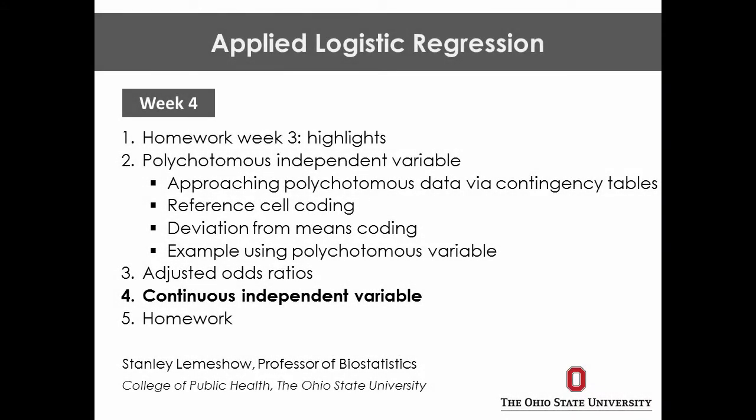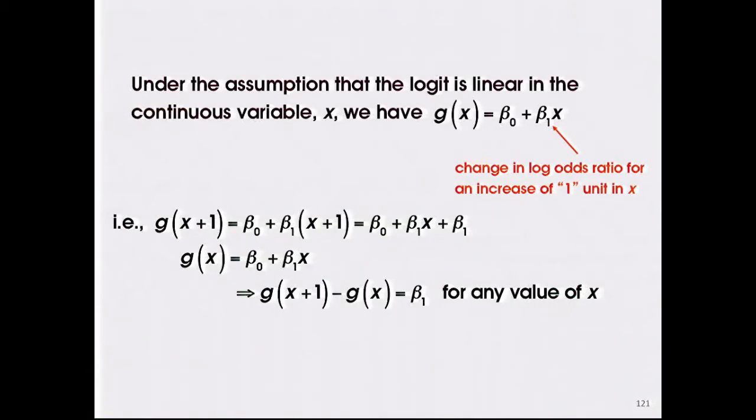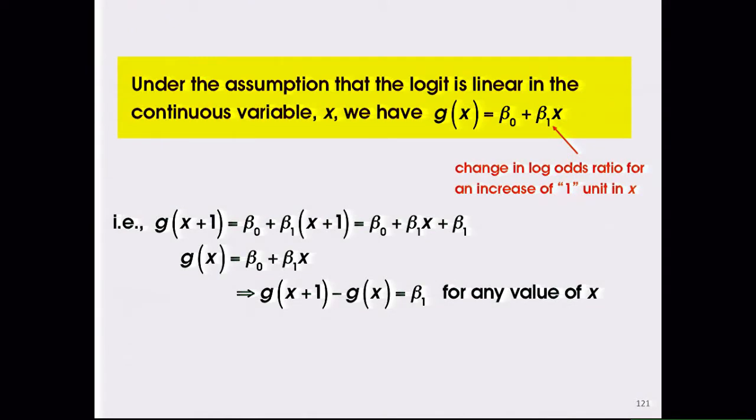Okay, welcome back. We're going to consider now the last of the independent variable types, and that's a continuous independent variable. So under the assumption that the logit is linear in the continuous variable, the model is beta naught plus beta 1 times x. The logit is beta naught plus beta 1 times x. And again, this is a very important assumption.